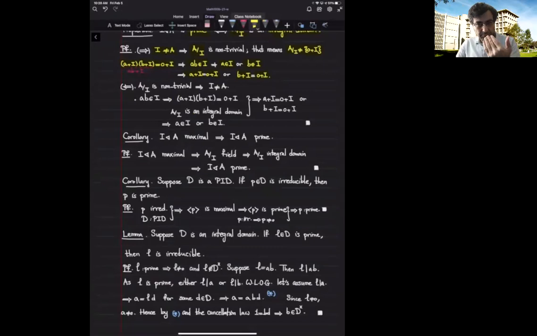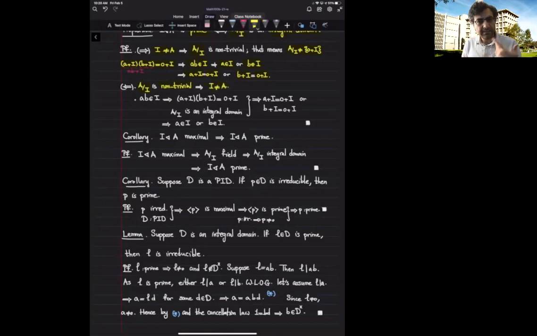Now, let's go the other way around. Suppose that the quotient ring is an integral domain. I want to show that I is a prime ideal. The first thing that I have to point out is why I is a proper ideal. That's immediate because A over I is an integral domain. As part of the definition of being an integral domain, I can deduce that it is not the trivial ring. It has at least two elements, and therefore I is a proper ideal.